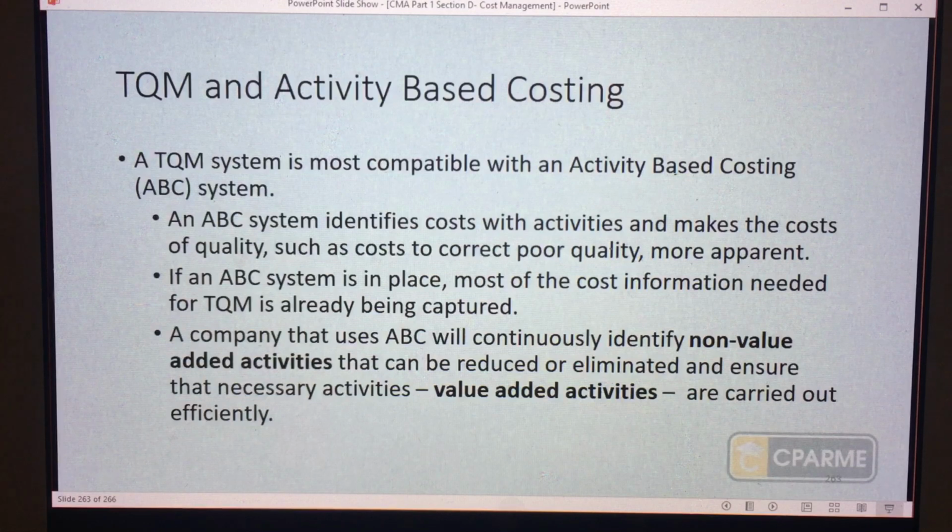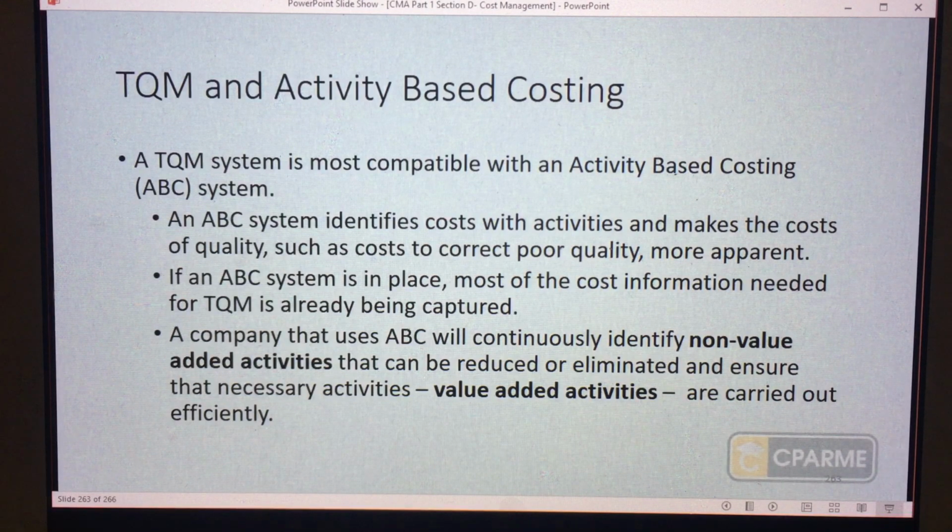PQM and activity-based costing, again, your PQM is most compatible with your ABC system. Remember that your ABC would identify your costs and activities and make the cost of quality. Diba? You have your poor quality. I-identify niya yung cost to correct poor quality or deficiencies. If an ABC system is in place, most of the cost information needed for TQM is already being captured.